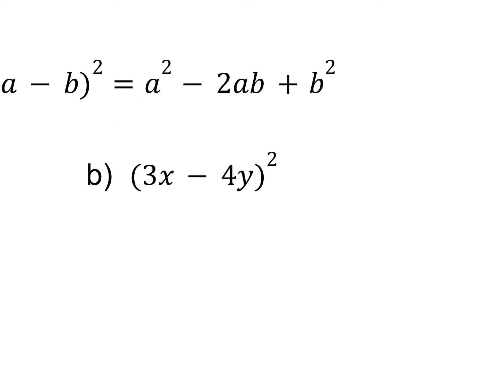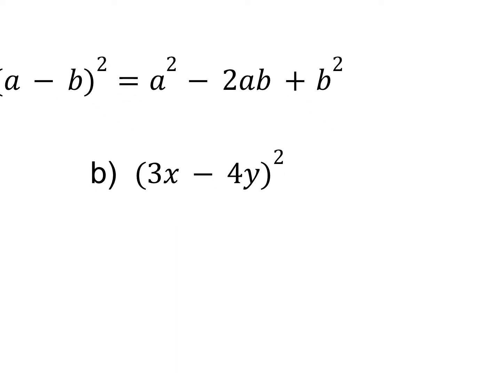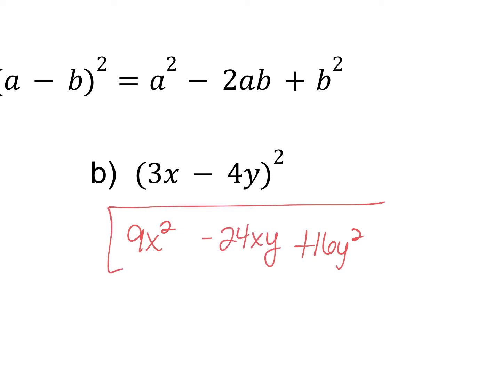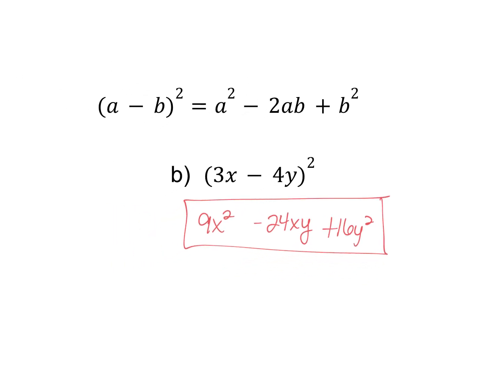Okay, so for this one, you would square the first term, so that would be 9x squared. Square the last term, what's negative 4y squared? It would be positive 16y squared. Multiply the two together. 3x times negative 4y is negative 12xy, and double it. So negative 24xy. Okay.